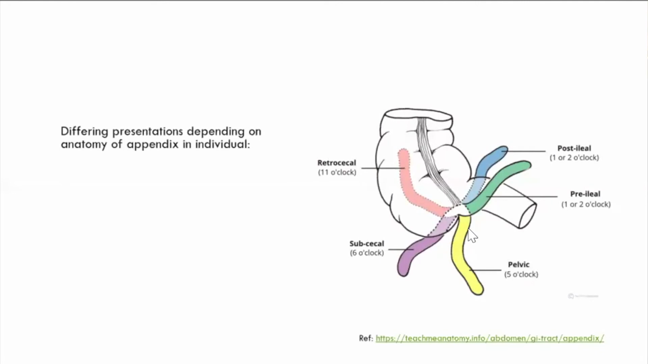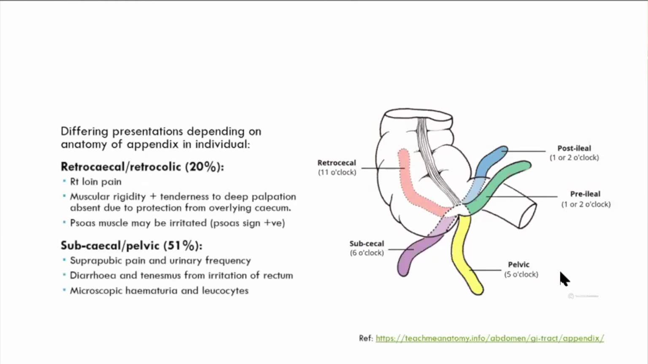Just a note to say that 50% of appendicitis-related issues don't present in a classical way, because there's lots of different positions that the appendix can anatomically be in, which is a variant of normal. Okay, so you see here retrocecal, subcecal, pelvic, pre-ileal, post-ileal. I'm not going to spend too much time on this, but yeah, retrocecal or retrocolic, which is 20% of cases.